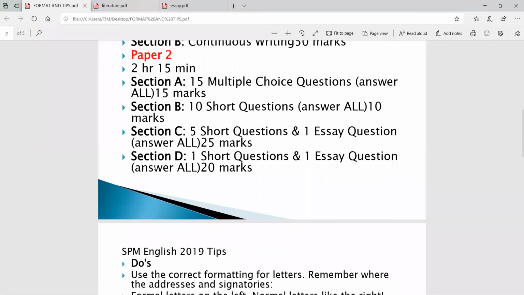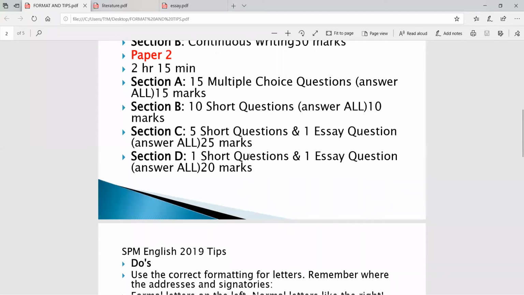And the last section will be section D. All right, this is only 1 short question and 1 essay question, consisting of 20 marks. Okay, this is your literature. Usually students think that literature is very easy or that you don't have to focus on it. No, 20 marks is actually a lot when they combine and give you the total sum. I think it is very easy to get 20 marks in your literature. So please focus on your literature.